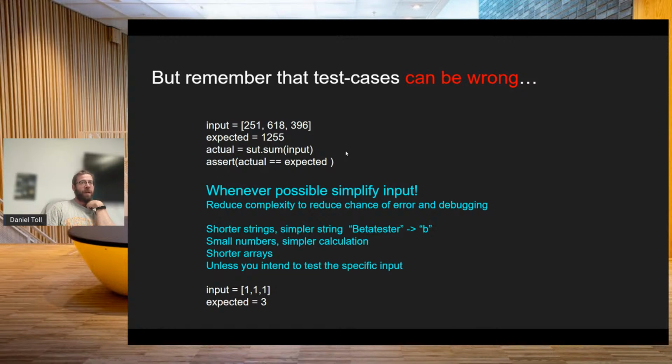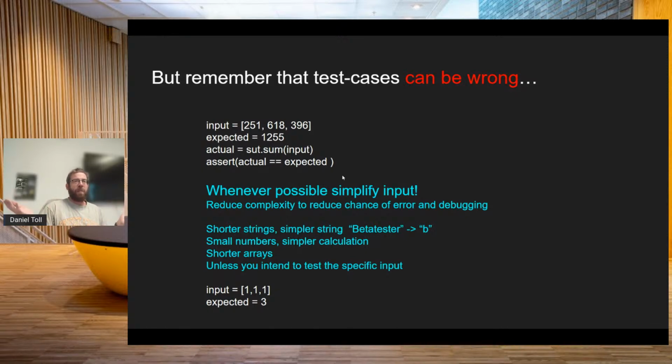input, because simple input means that it's simple for us to calculate that. So whenever you do input, always try to reduce the complexity. We often start with complex input because we take whatever comes up into our mind, and we input long strings and stuff like that. But when we input long strings or high numbers and we don't do that by intention, we should simplify that input. So use shorter strings, simpler strings. So instead of having this beta tester string, let's just have B.